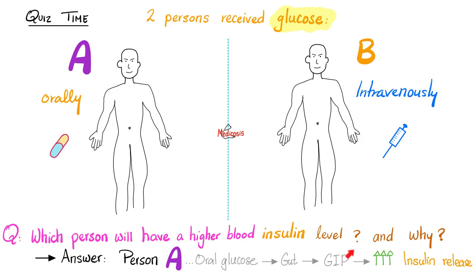Yes. And what's the nature of this? It's a peptide, just like every other GI hormone. GIP went up only in person A, but not in person B.